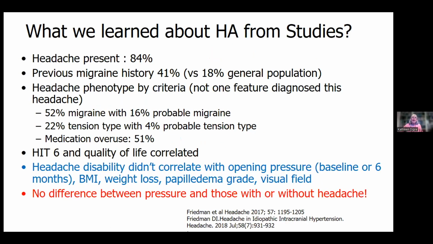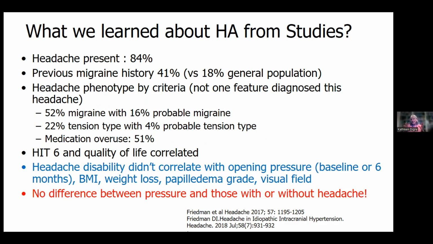We also learned about the phenotype, that means what does that headache sound like when you listen to what is going on with the headache? It sounds like migraine. 52% in that study had migraine and 16% had probable migraine. That means almost 70% of people had what sounded like migraine. And the rest had tension type or probable tension type. And about half the individuals in that study were overusing medication because they had such bad headaches.